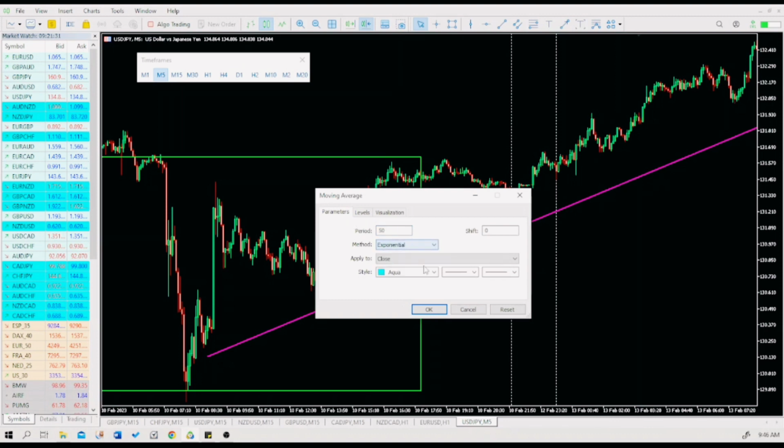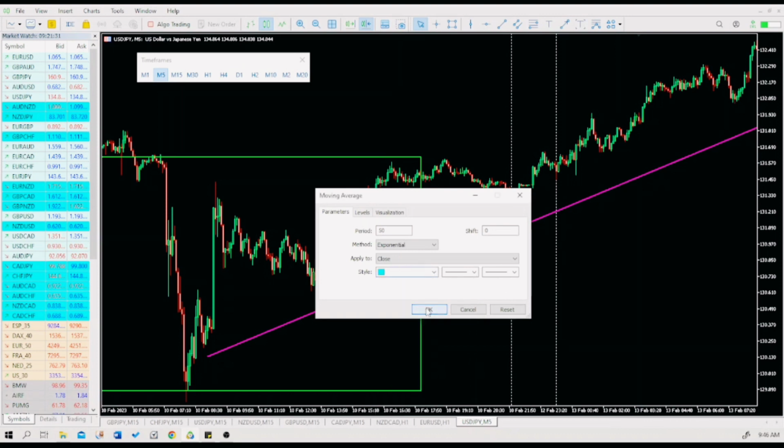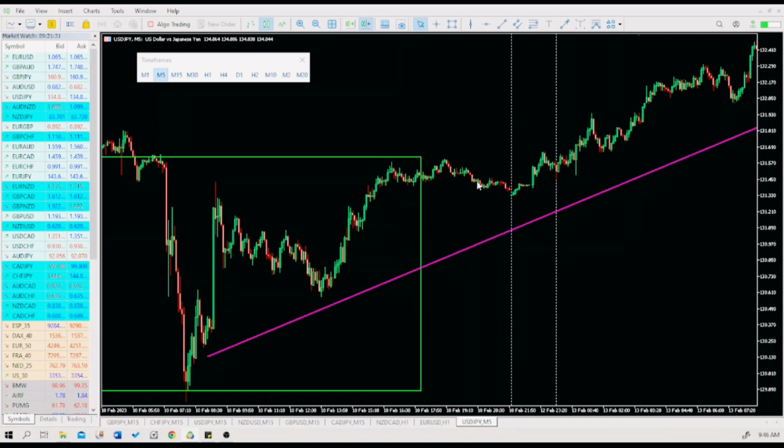You can change the color to your own color. Any color you want, maybe green, red, whatever. I prefer this color, so let me just leave it like that. And I press OK. So now my moving average will be plotted on my chart. The moving average is just there to tell me the direction of the trend. It doesn't tell me when to buy or when to sell.